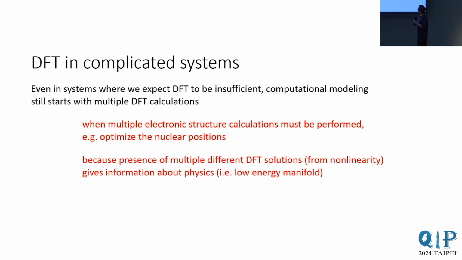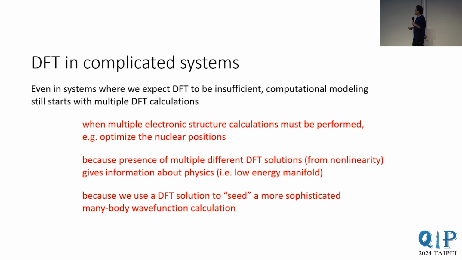But there are other reasons why you want to do mean field calculations. And one is that even if a mean field calculation doesn't reliably tell you what the ground state is, it might give you an idea of the low energy manifold of states. So in particular, if there are many different mean field solutions arising from nonlinearity, perhaps that tells you something about the excitation of the system, and that gives you some idea about the physics that's going on.